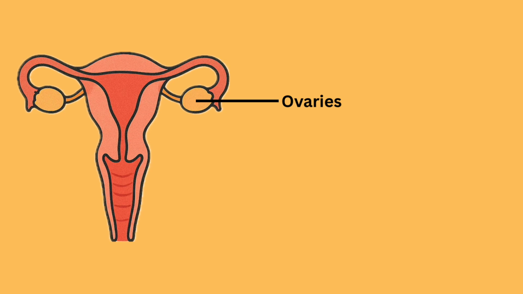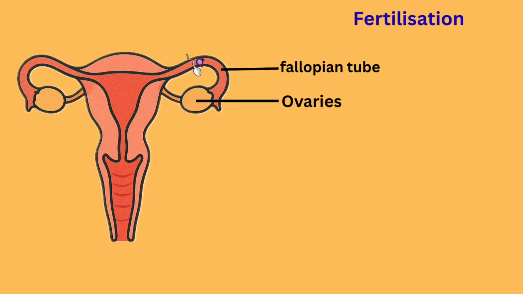They produce eggs, and they secrete the hormones estrogen and progesterone, which control the menstrual cycle and prepare the body for pregnancy. Each month, one of the ovaries releases a mature egg, or ovum, in a process called ovulation. The egg is then swept into the fallopian tube, also called the oviduct, by tiny finger-like projections known as fimbria. The fallopian tubes are the site where fertilization usually occurs if sperm are present.